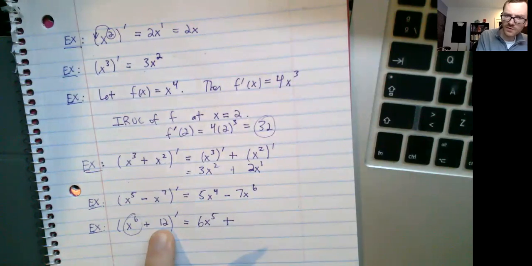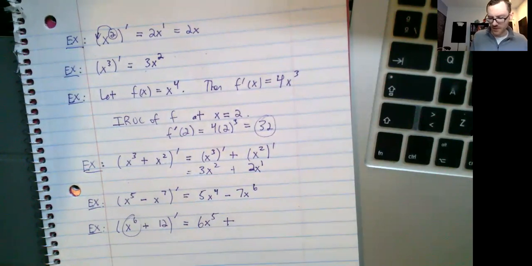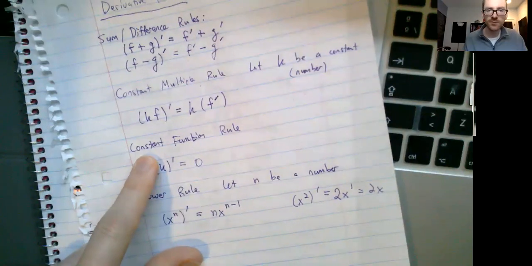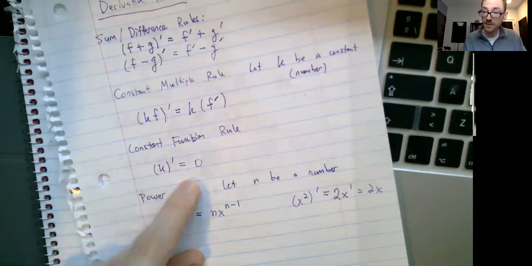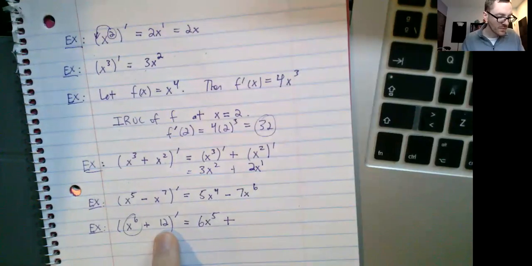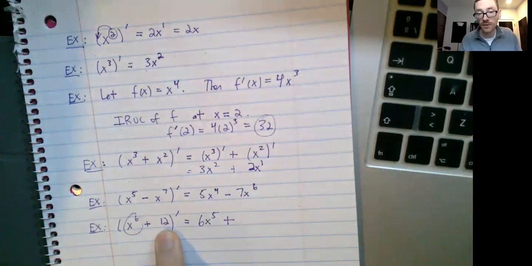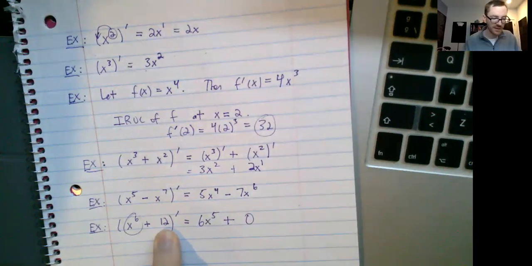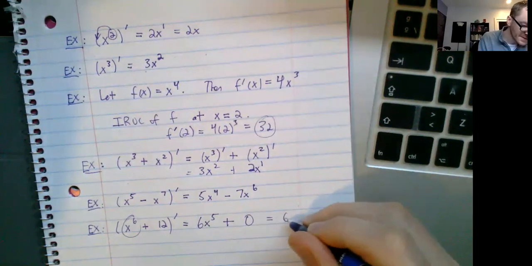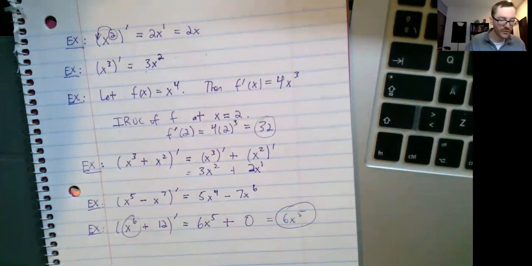What's the derivative of 12? Well, you might remember the constant function rule. The derivative of any constant is 0. In other words, the derivative of any term which doesn't have a variable at all, like this one right here, is just 0. So in other words, that's just 6x to the 5th. That's the derivative.